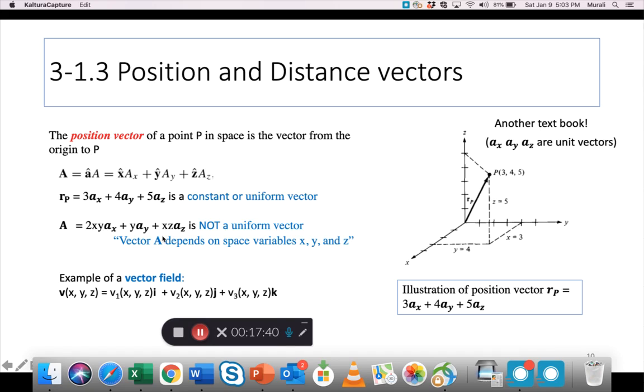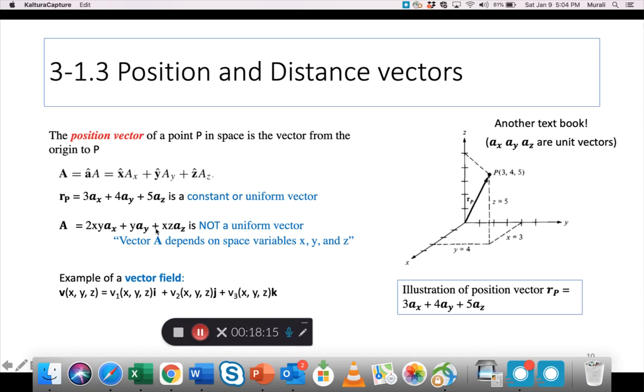Now I brought in a little extra stuff here, not to confuse you, but this is important and I didn't see it anywhere, so we might as well learn it here. Okay, here's a little more note that says illustration of position vector rp, which is 3ax plus 4ay plus 5az. Sometimes this kind of a vector is called a constant or uniform vector. Why? Because the coefficients are numbers 3, 4, 5 and they're constant, right?